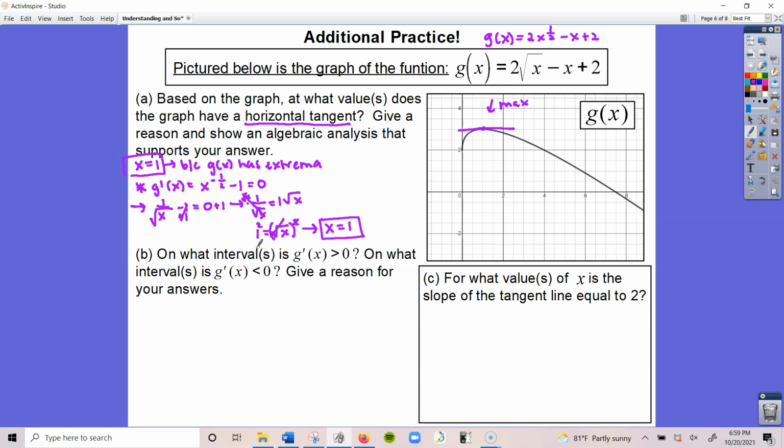Next, it says on what intervals is g prime of x greater than 0? And then on what interval is g prime of x less than 0, and give a reason for your answers. So first let's start with g prime of x is greater than 0. This would mean that my function is increasing if my derivative is positive. My function is increasing starting at 0 to 1. And we would say because g of x is increasing.